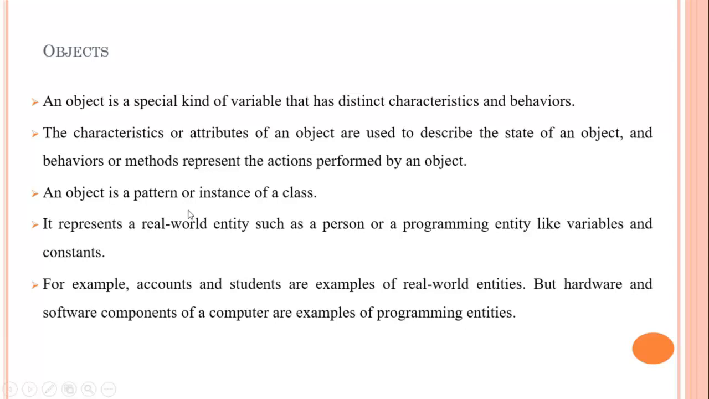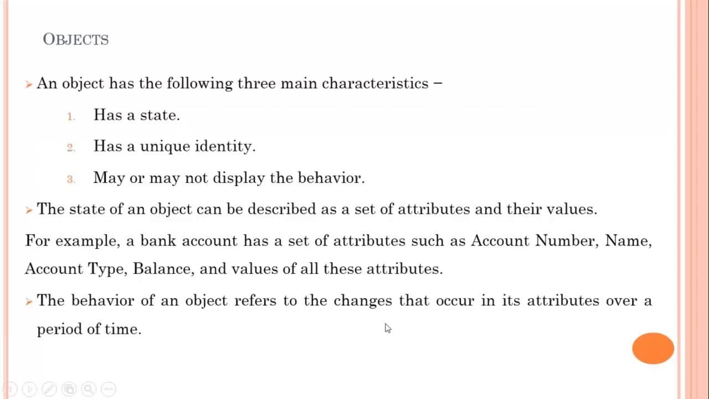Object is an instance of a class. It represents a real world entity such as a person or a programming entity like variable and constant. For example, accounts and student are examples of real world entities. So these can be considered as objects. Accounts is an object and student is an object. And in accounts there will be account related information, and in student's object there will be the information related to the student. But hardware and software components of computer are examples of programming entities.